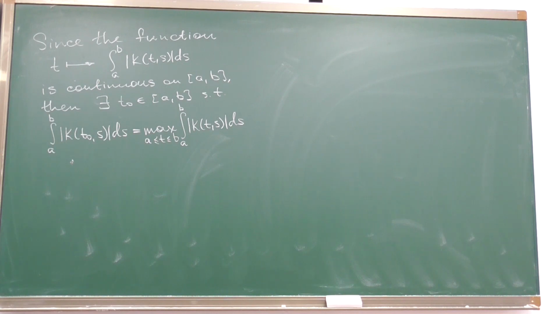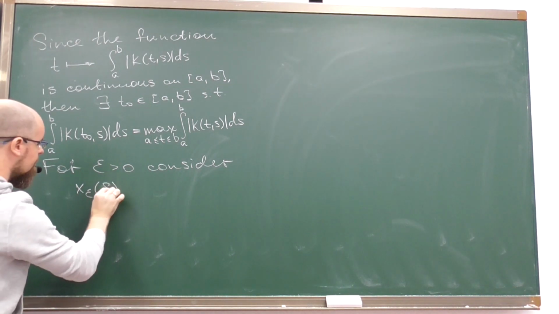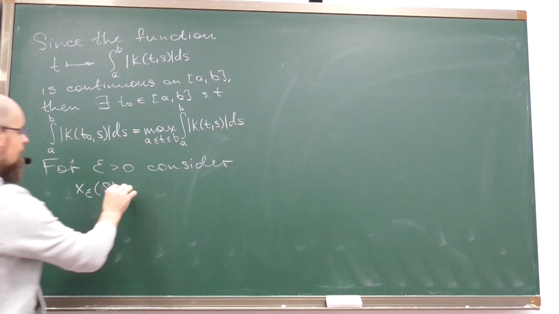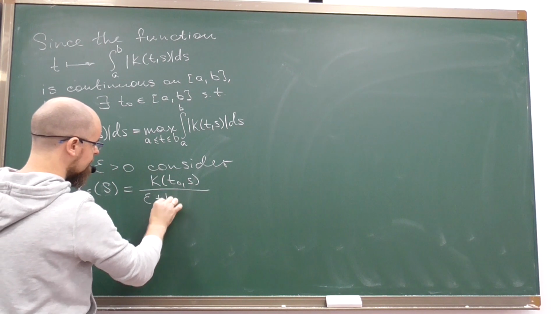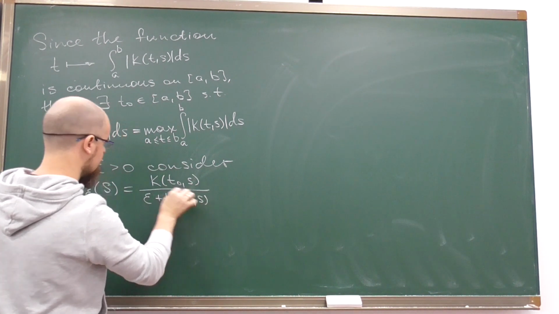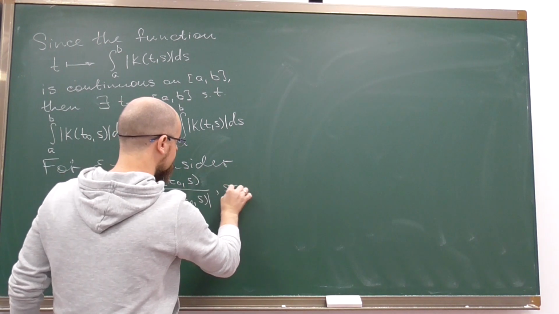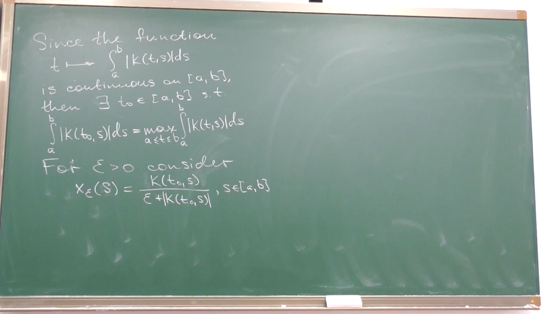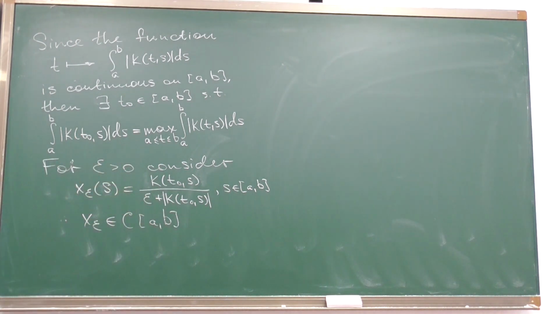Now I will take an arbitrary epsilon greater than 0 and consider very specific functions. I will call them x epsilon of s, which will be k of t0, s over epsilon plus the absolute value of k of t0, s. So for any s on the interval [a,b], we consider these functions for every fixed epsilon. x epsilon is a continuous function on [a,b]. And that is just by the definition, and since k is continuous in both variables.